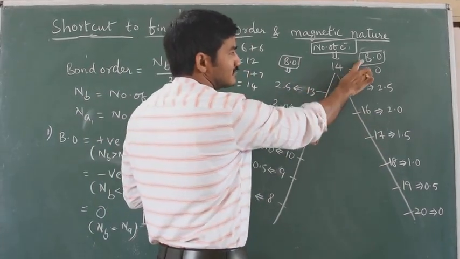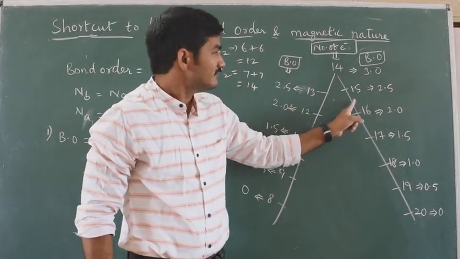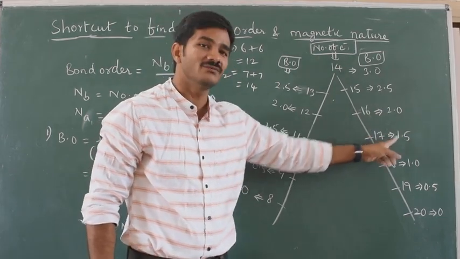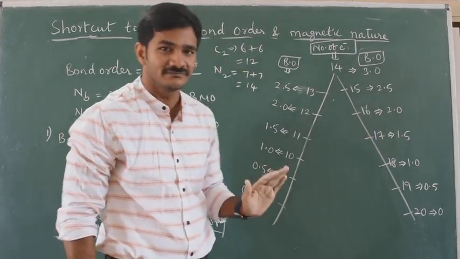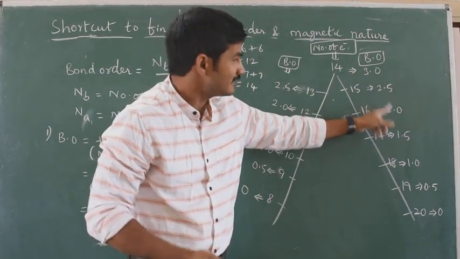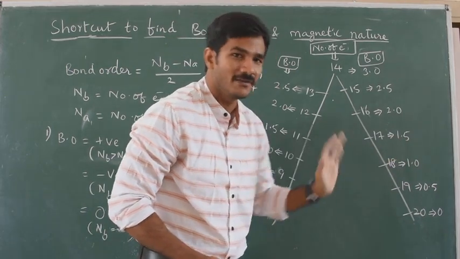That trick is, what bond order you see: if you get the number 14, bond order is 3.0. If you get 15, it is 2.5. 16 is 2.0. 17 is 1.5. So 0.5 has decreased each time. Here 3.0 minus 0.5 is 2.5, minus 0.5 is 2.0. Like that, for every number, we decrease the bond order by 0.5.